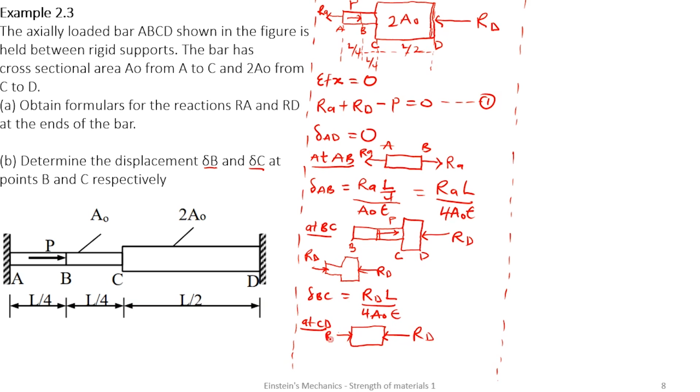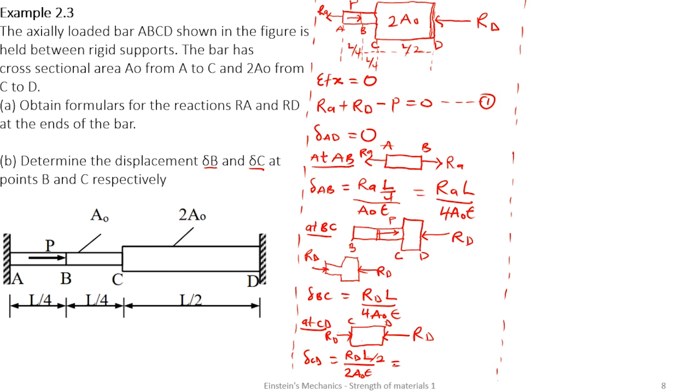RD, RD. But this is segment CD. It's still compressive force inside the bar, meaning elongation at what? CD is going to give me the force, which is still RD, multiplying the length. The length is L on 2, so it's going to be L on 2AE. Are we good? The area here is what? 2A naught, but this one is what? Divided by 2.